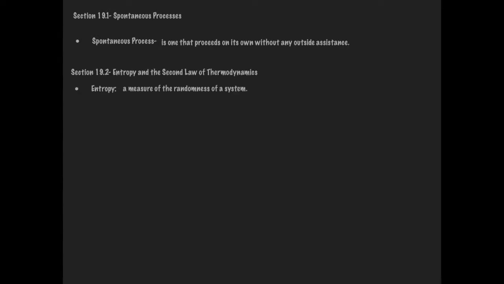In this lesson, I'm going to introduce the concept of spontaneous processes and entropy, but we're going to build on that quite a bit throughout this big idea and the rest of the year. So a spontaneous process is one that proceeds on its own without any outside assistance. Entropy, as I'd said in the previous lesson, is a measure of the randomness of a system. And so the second law of thermodynamics ties spontaneous processes and entropy together by stating that the entropy of the universe increases in any spontaneous process.